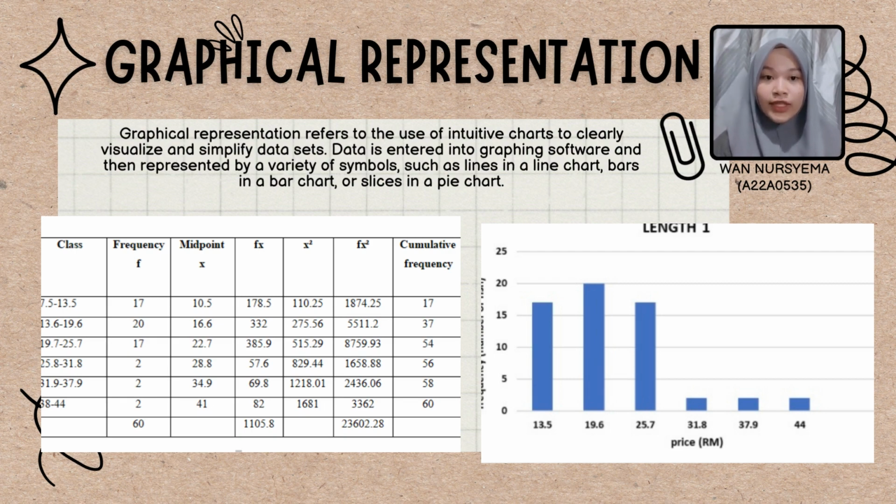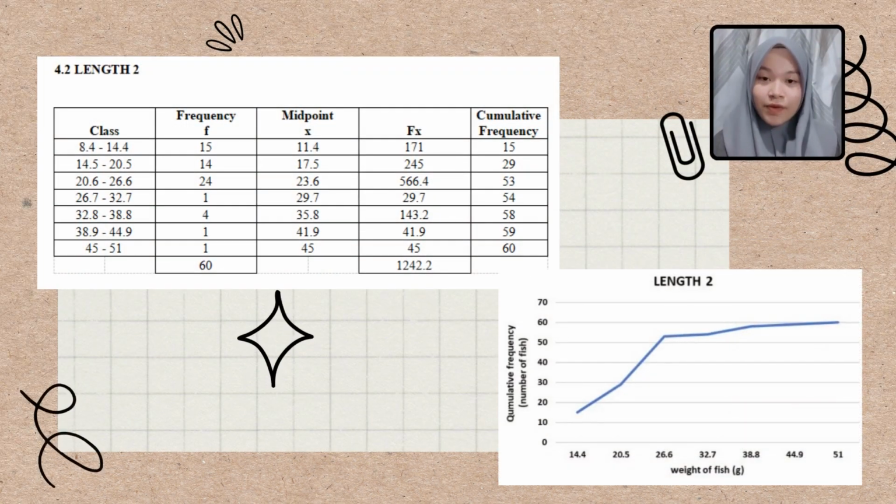Figure 4.1 shows a histogram of the price for each fish. The y-axis displays the frequency of the data, which is the number of fish, while the x-axis displays the price of each fish using midpoint data. The highest frequency is 20 at the midpoint price of 19.6, while the lowest frequency is 1 at the midpoint price of 44.